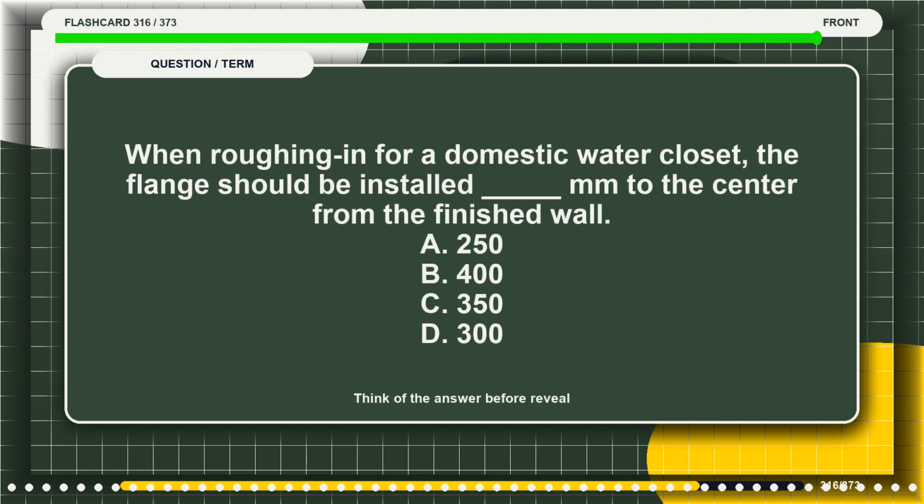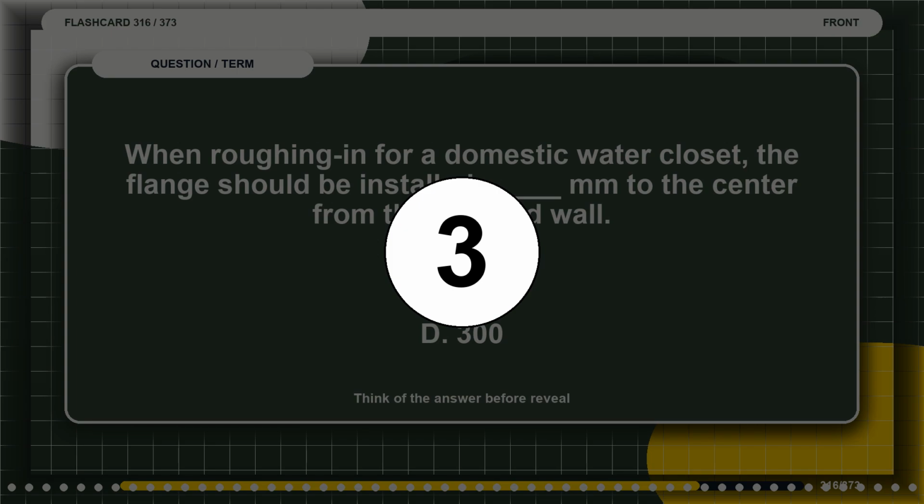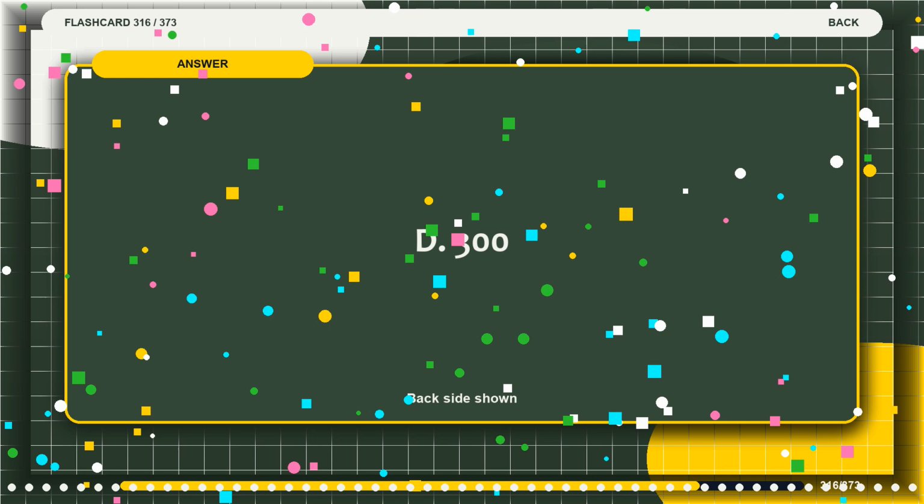Flashcard 316. When roughing in for a domestic water closet, the flange should be installed blank mm to the center from the finished wall. A. 250, B. 400, C. 350, D. 300. Think of the answer before the reveal. The answer is D. 300.